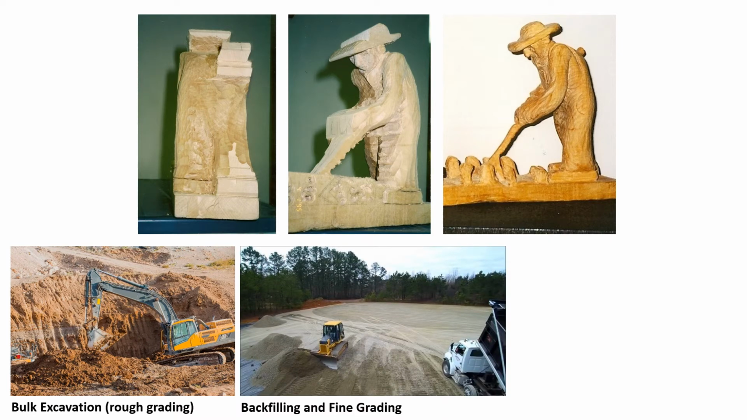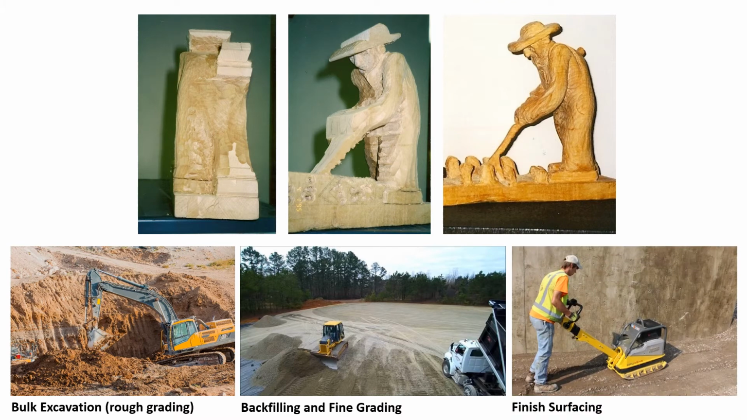After that, fine grading is conducted to ensure that the earth forms and surfaces have been properly shaped and the surface is ready for the next phase. So what's the next phase? It's really to install the surfacing material. Okay? And the surfacing material can either be hard surfaces like pavements, it can also be soft surfaces like topsoil for vegetation.